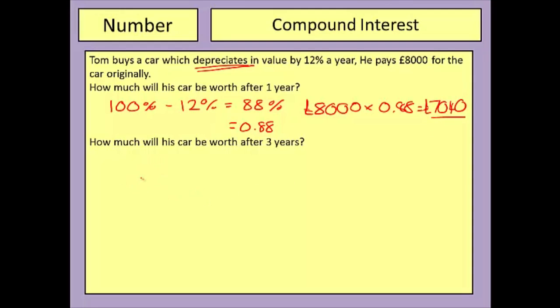After 3 years, I'm going to modify my calculation slightly. It's £8,000, the original amount, and that's being multiplied by 0.88, which works out 88% of the original amount, and I want this to apply 3 times because it's 3 years. When I do this calculation, I work out that the price of his car at the end of the 3 years is £5,451.78.